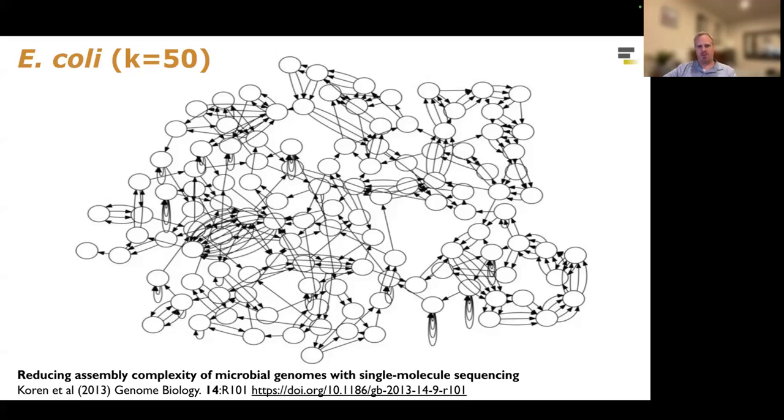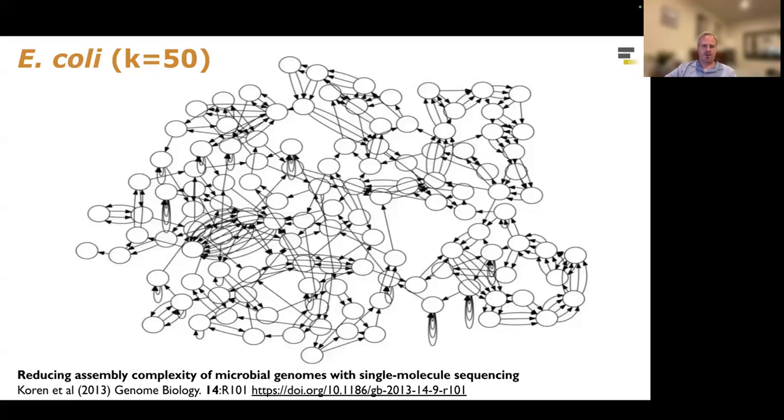Furthermore, even though the genome is circular, it's commonly represented as a linear string. So this must be the very end of that linear string because there's no way to proceed in the graph to come out of it. The point I'm trying to make here is that even with a relatively simple bacterial genome, after this compaction process, there's still a lot of complexity here.